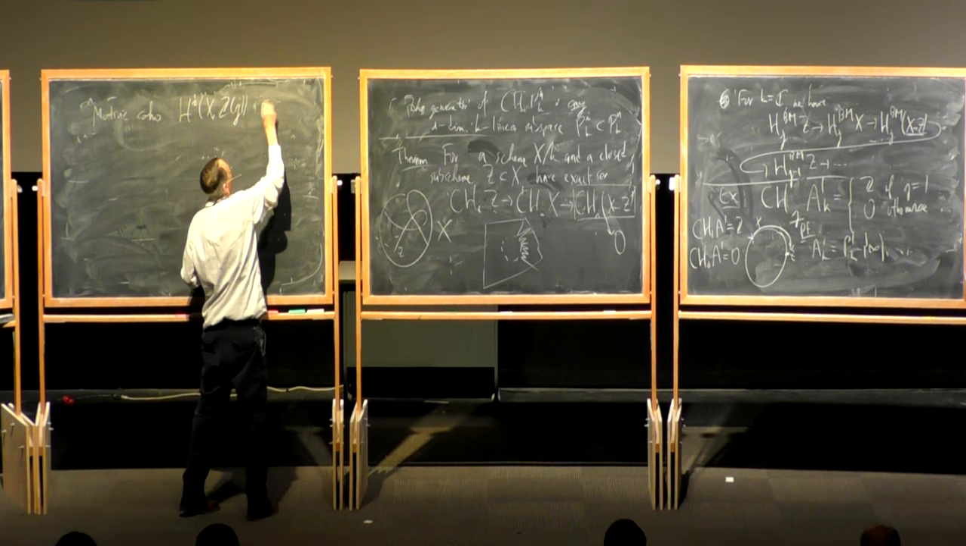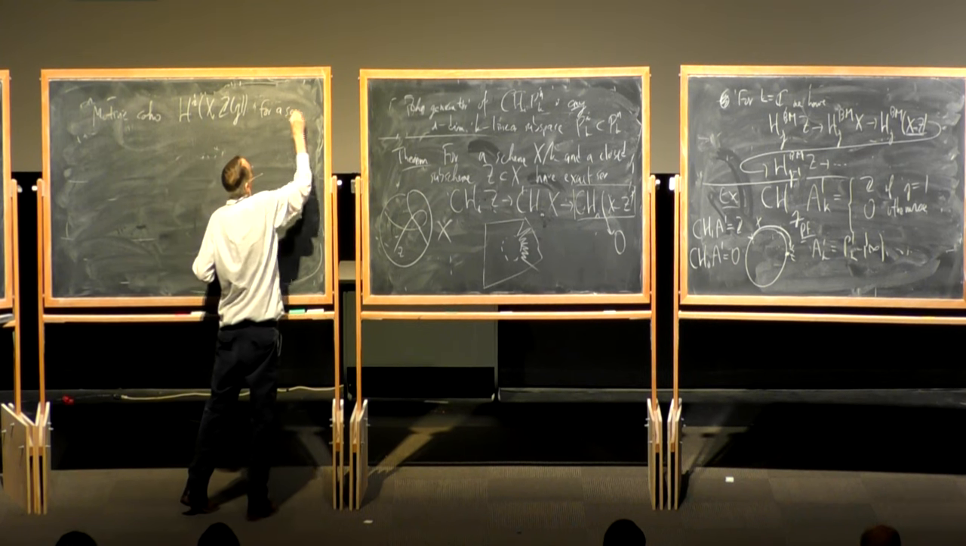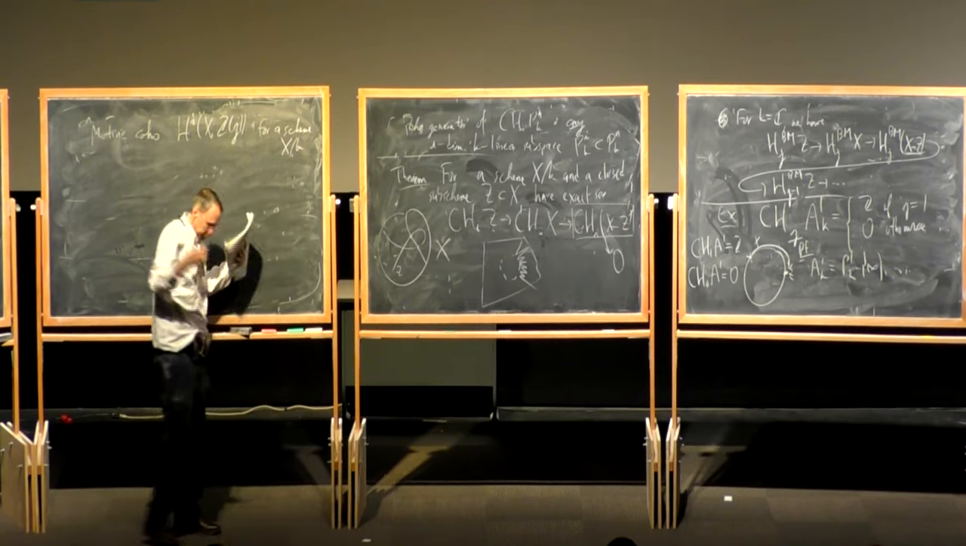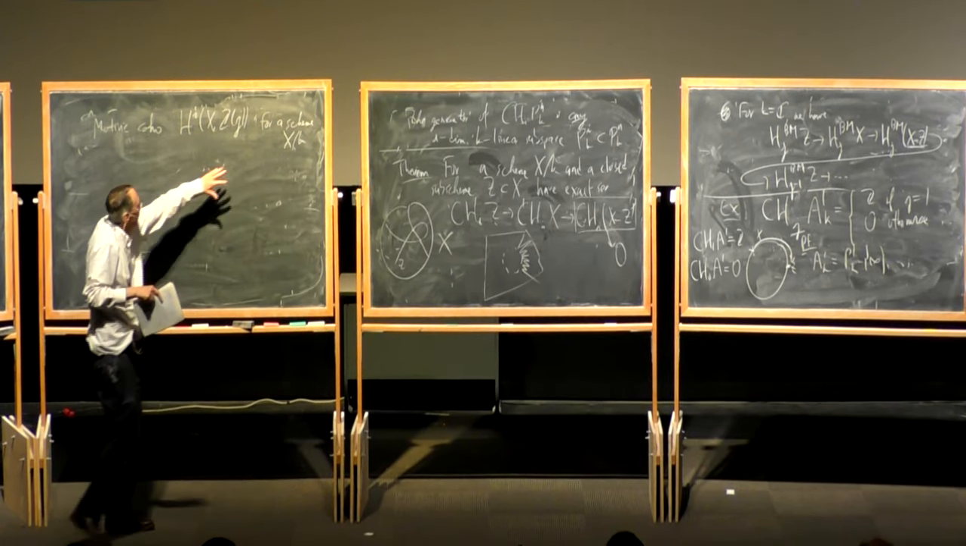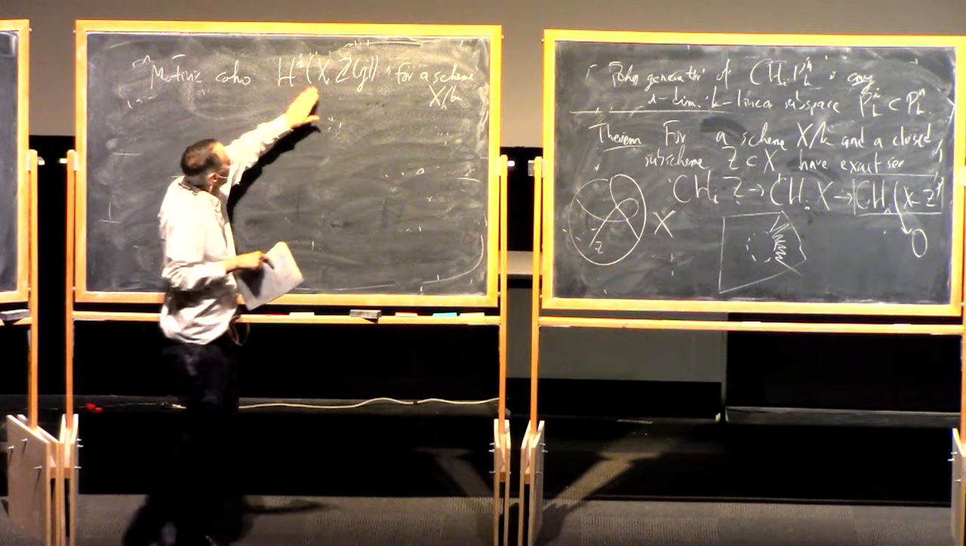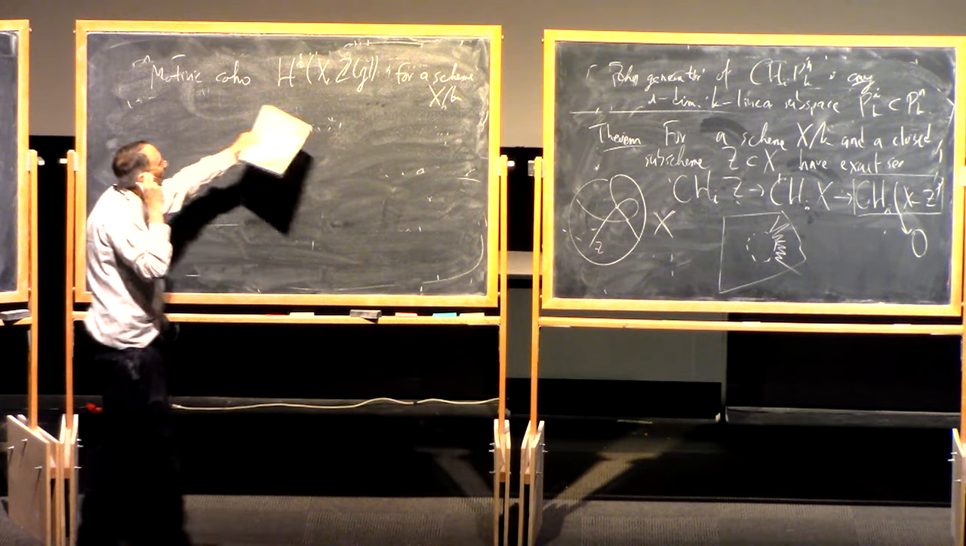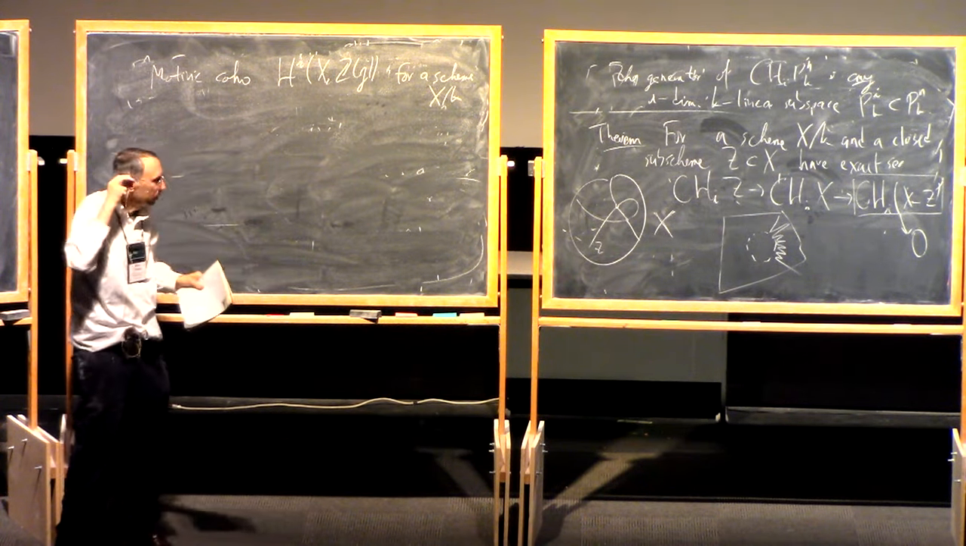For example, I could consider a scheme X of finite type over a field. For a scheme of finite type over a field, there's an interesting sort of bigraded cohomology theory, which in some sense, these groups all together are the right generalization of ordinary cohomology.